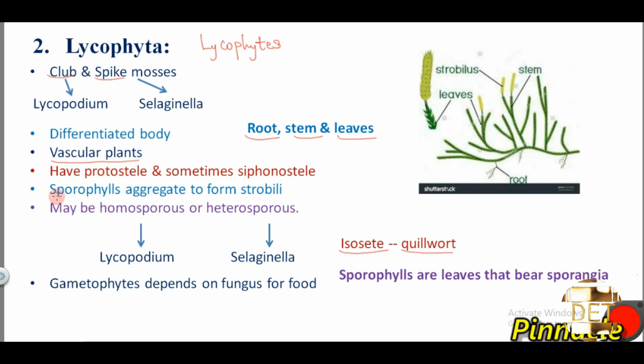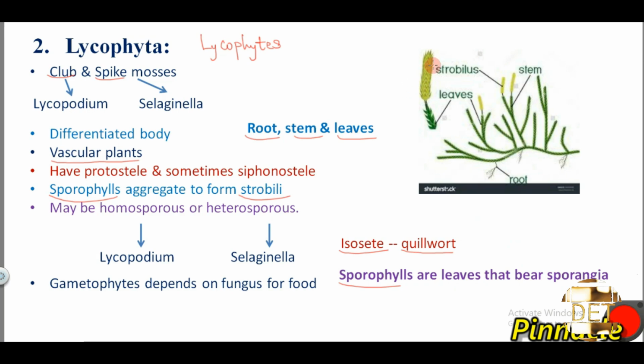Another feature of the lycophytes is that the sporophylls aggregate to form strobili. Sporophylls are leaves that bear sporangia. Some of them can cluster together, they can group themselves together to form what is called a strobilus, singular. Plural is strobili. This is an aggregation of sporophylls. Remember, sporophylls are leaves that bear sporangia.